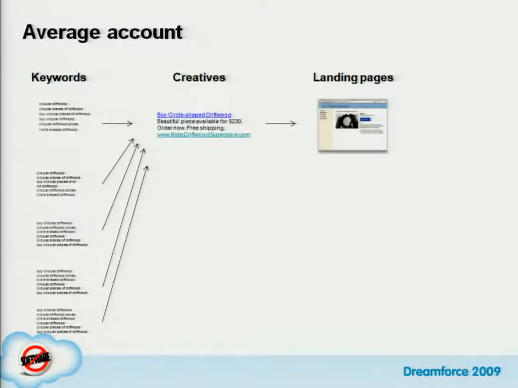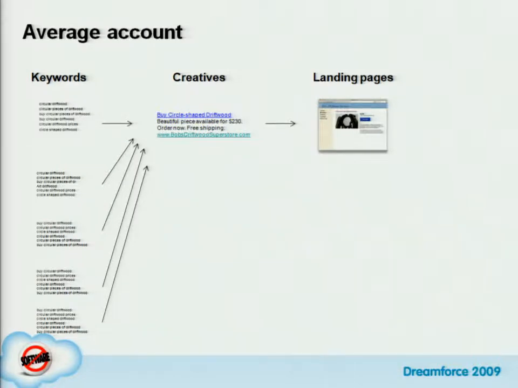This is what the average account in AdWords looks like. Lots of keywords, one creative, one landing page, usually the home page. The problem with this is not every keyword is the same. Not every person searching responds to the same keyword. And most of the time, if they're searching for your product, they're searching for information about your company, the home page may or may not be the best place to send them.